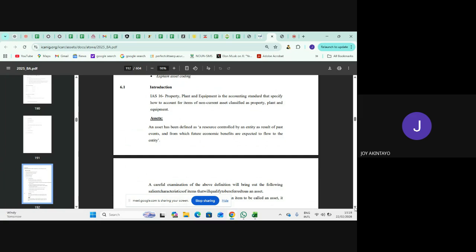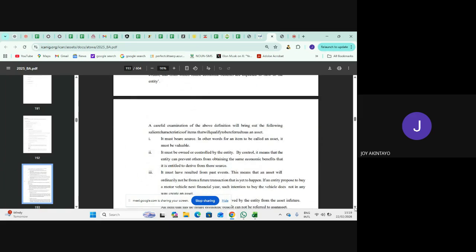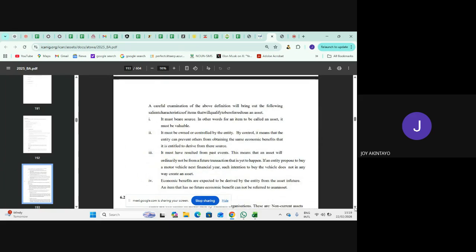So we see an asset to be an economic resource which arises as a result of past events and from which it is expected that there will be a flow of economic resources. And which kind of flow? It must be an inflow. Are we together?